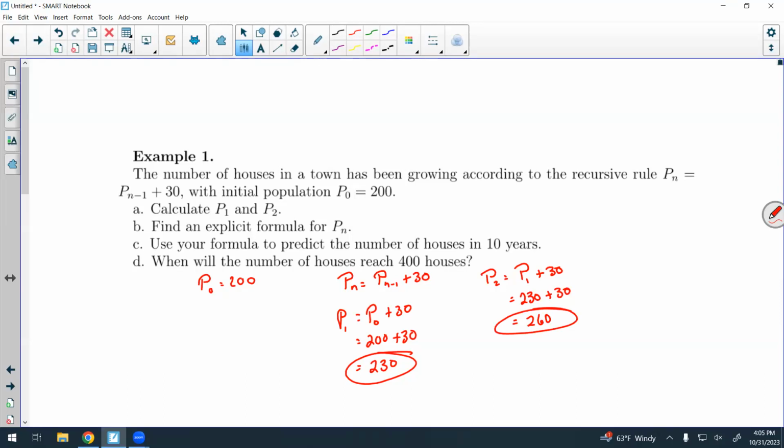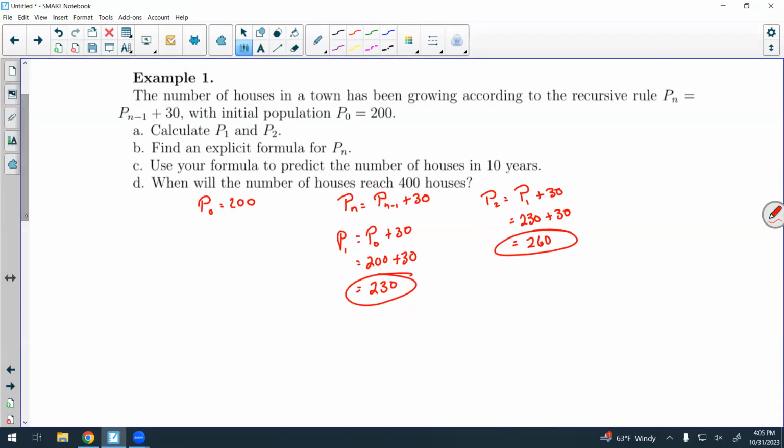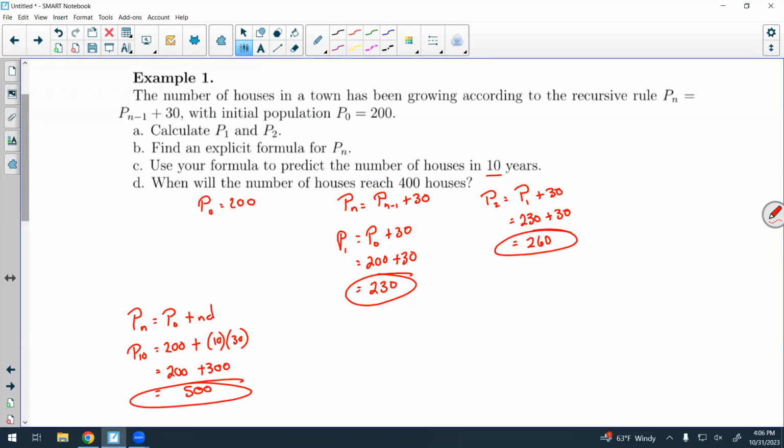So far, so good. Very tedious, though, if I want p sub 10, isn't it? Which is where that explicit form comes in, which was p sub n equals p sub 0 plus n times d. And I want to find p sub 10. So p sub 0 is still 200. n is 10. d is 30. We have 200 plus 300 equals 500. Told you it was easy.